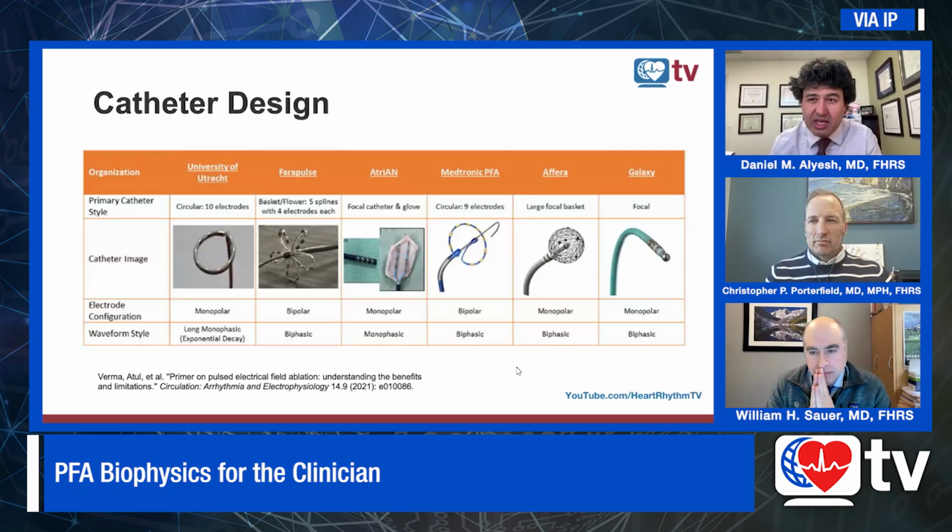So we're all familiar with the pentaspline catheter, Farapulse, a bipolar biphasic catheter, so bipolar ablating between the splines. PulseSelect Medtronic, also a bipolar biphasic. Affera coming online is a monopolar biphasic basket catheter. And then the focal catheters are also going to be monopolar biphasic. Monopolar being ablation performed between a distal source as well as the tip of the catheter. My understanding in that circumstance is that you're going to get maybe a little more skeletal muscle recruitment with a monopolar setup.